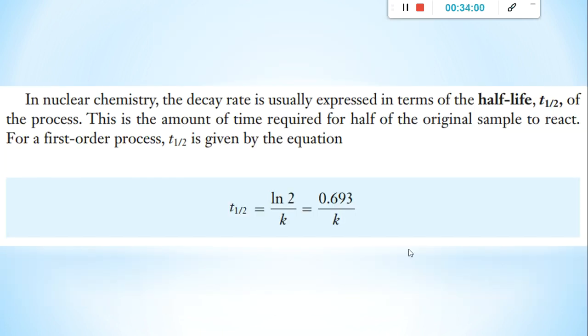In nuclear chemistry, the decay rate is usually expressed in half-life, or T 1/2, of the process. This is the amount of time required for half of the original sample to react. For a first order process, T 1/2 is given by the equation T 1/2 is equal to ln 2 over K, or 0.693 over K. So para madali, you just need to memorize that T 1/2, the half-life, is equal to ln 2 over K.